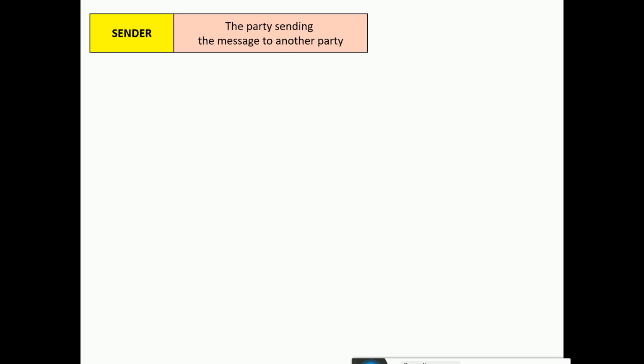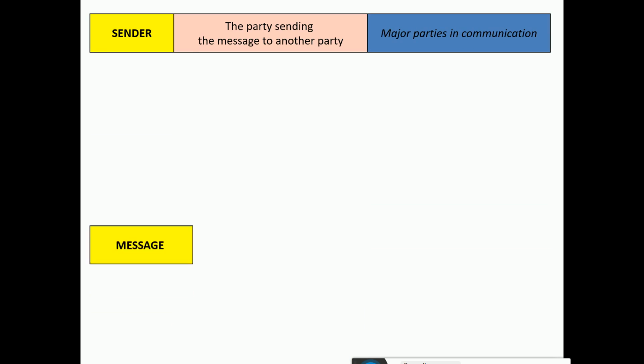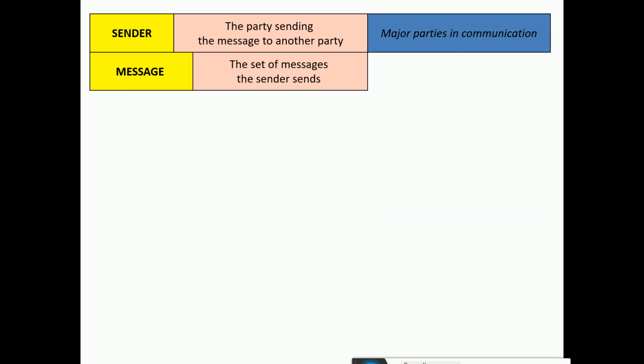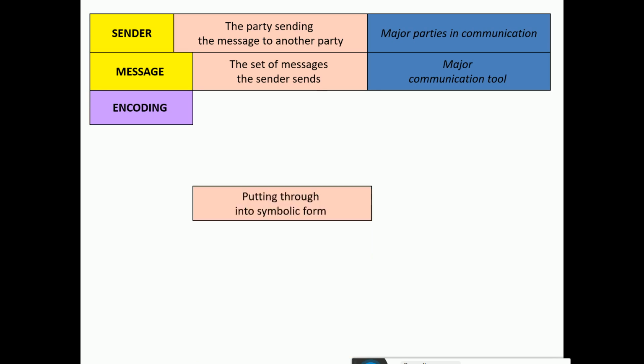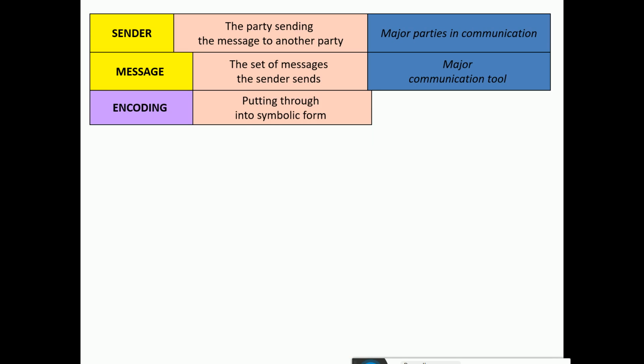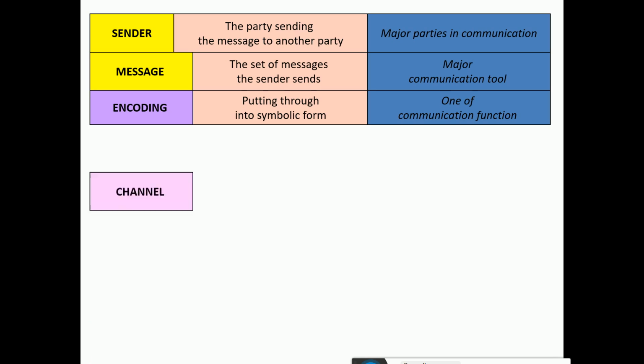The sender, the party sending the message to another party, is a major party in the communication process. Then the message is the set of messages the sender sends. It is in the form of signs, symbols, text, pictures, images, facts, and figures. This is a major communication tool. Encoding is a function; it is the process of putting thought into symbolic form. This is one of the communication functions.